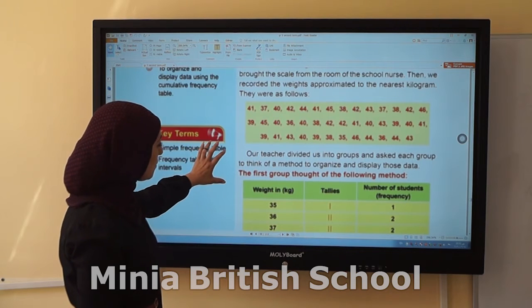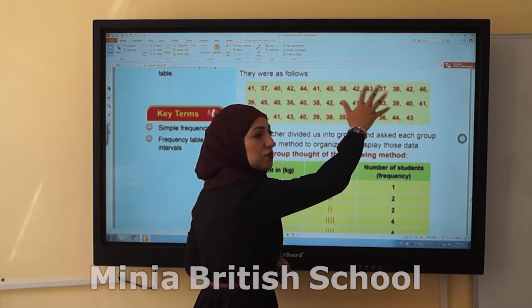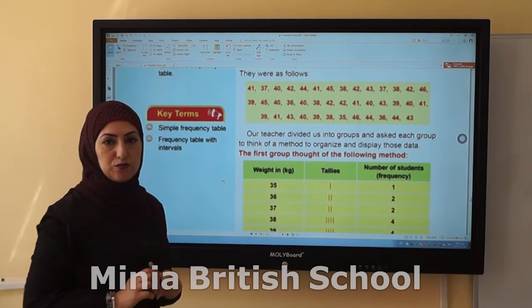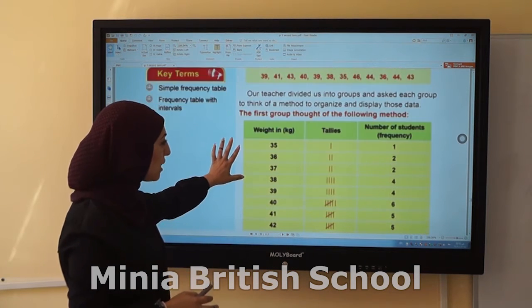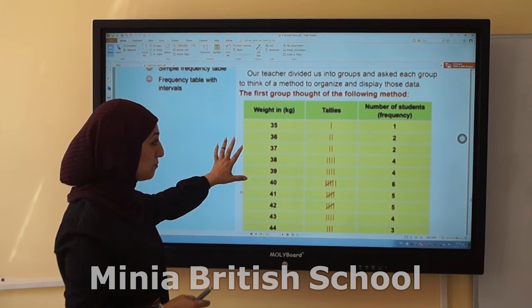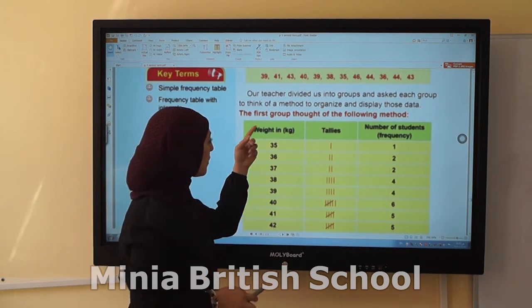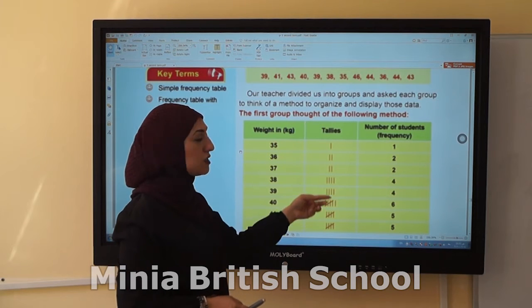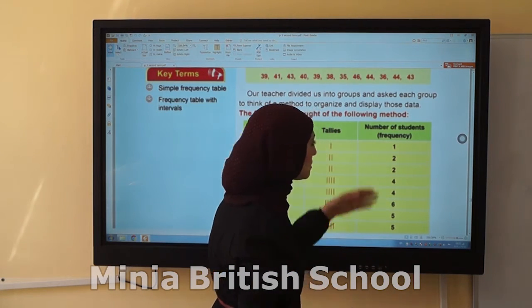Okay, so here they are random data, okay? I want to organize them, to put them in a table to be easy for me to know. Here, weight in kilograms, here the tally marks, and here number of students, the frequency.